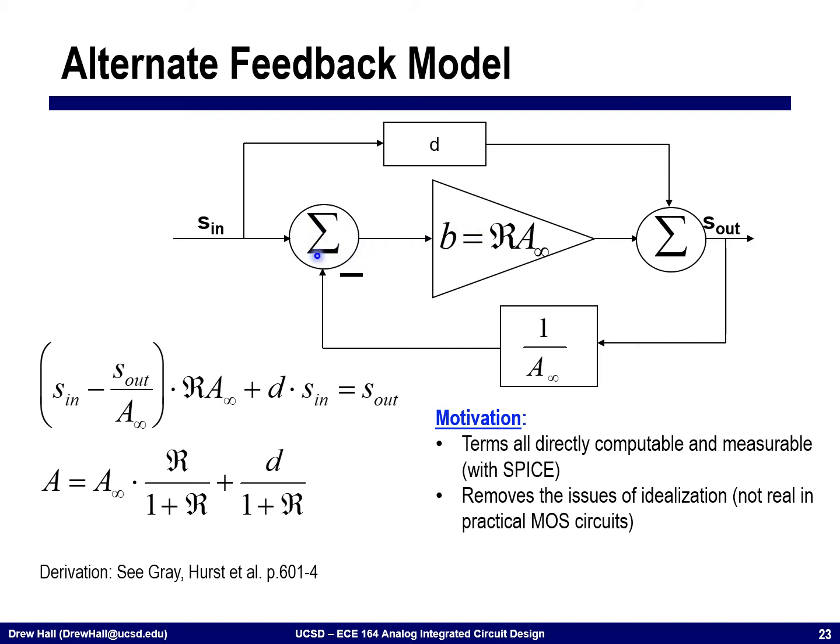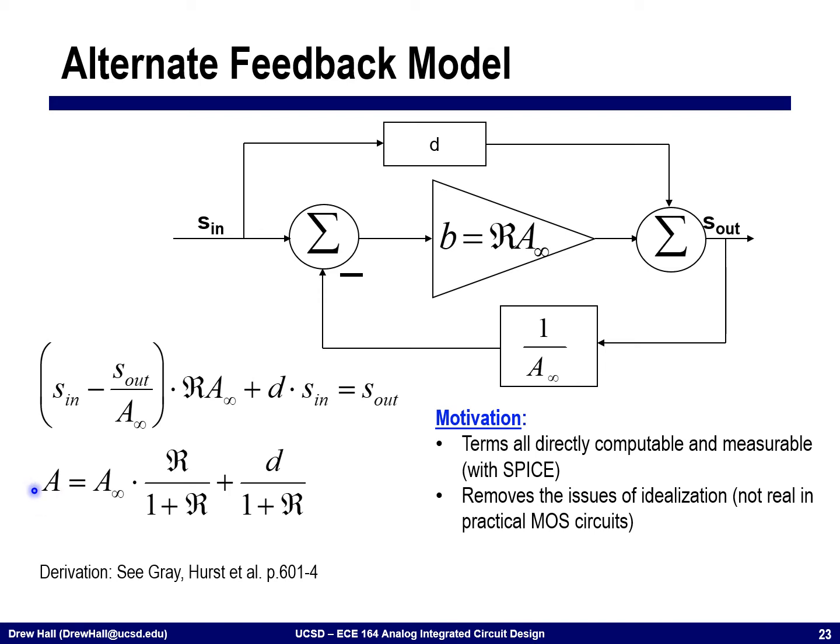I'll start with the signal that I'm going to have right here. Okay, so the signal that I have right here is going to be S_in minus S_out divided by A_infinity. That's going to be multiplied by the return ratio times A_infinity. And that will appear at the output in addition to this feed-forward path, which is equal to D times S_in.